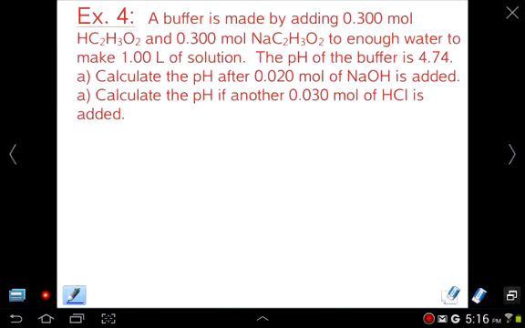This problem will be a bit involved, so why don't we take a look at it and see if we can make some sense. We have ourselves a buffer made by adding this many moles of acetic acid and this many moles of acetate. This is the same buffer we did calculations for in the previous lesson. And we add enough just to make a liter of solution. The pH of the starting buffer is 4.74. And we would like to know, A, what happens to the pH of the buffer after we add 0.020 moles of sodium hydroxide, and B, what happens if we add another 0.030 moles of HCl to the buffer.